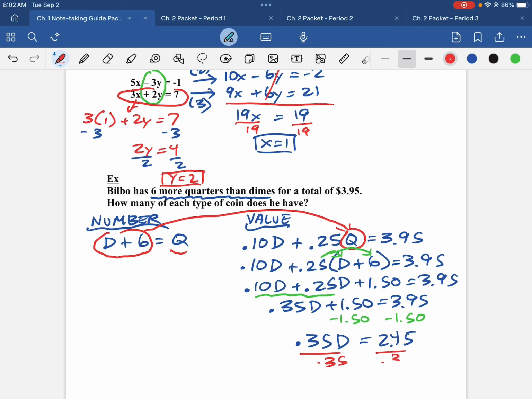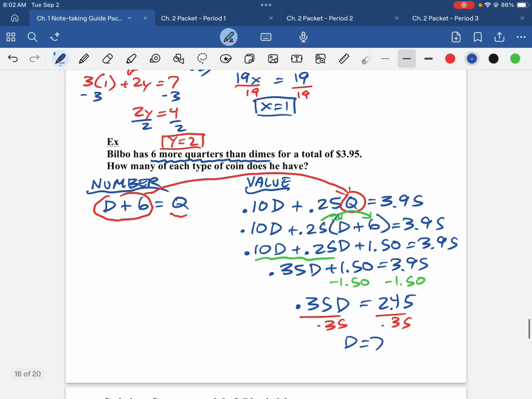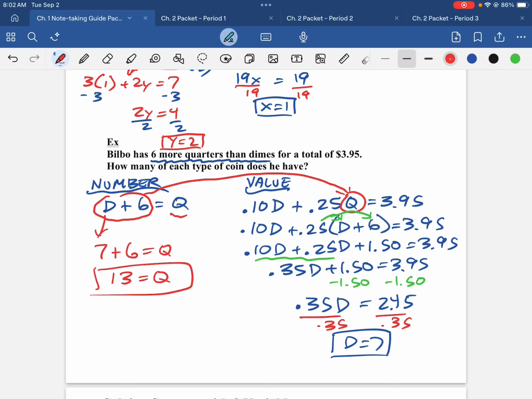Okay, and then I'm going to divide by 0.35. And that should come out to an integer. Here it comes out to exactly 7. So, you know, we'd have a problem with 7.3 dimes. That can't happen, right? So we've got 7 dimes. We still need the number of quarters, but now we can go back and get that pretty quickly. I'm definitely going to use this equation instead of the other one. And we've got 13 quarters then. Okay, 13 quarters, 7 dimes.